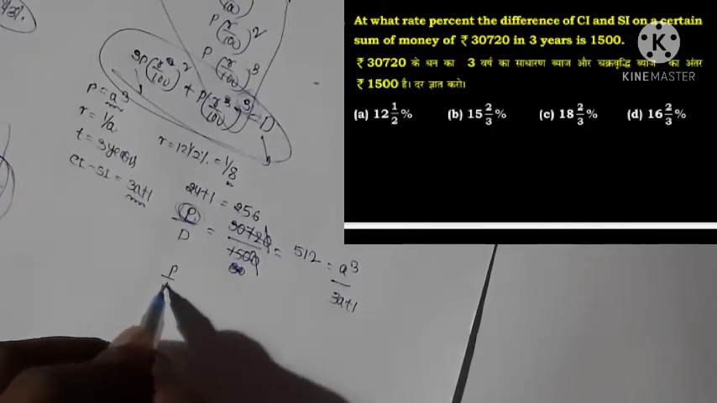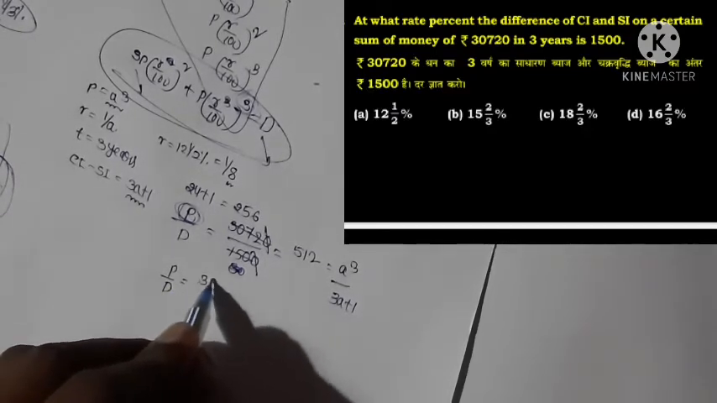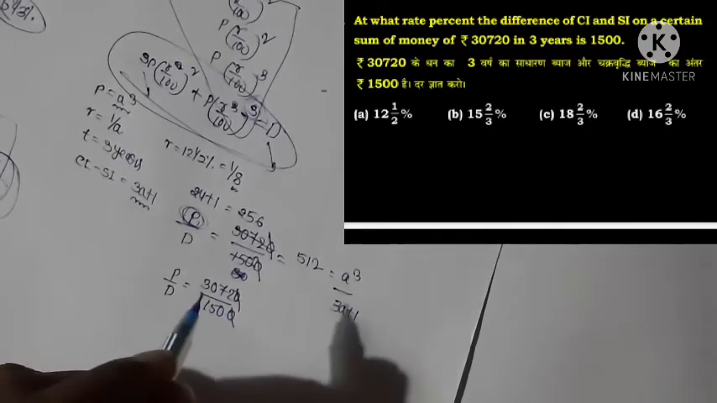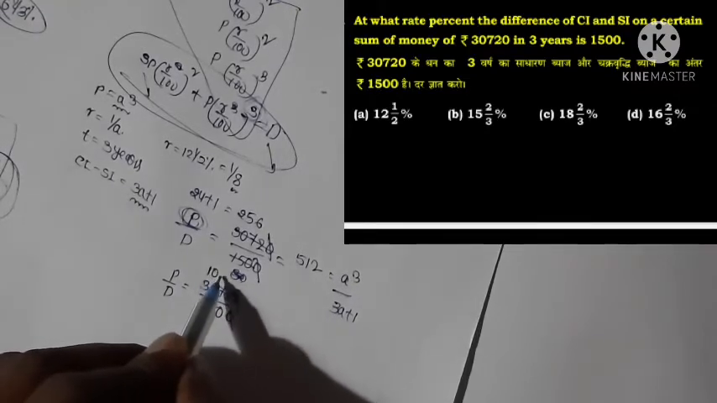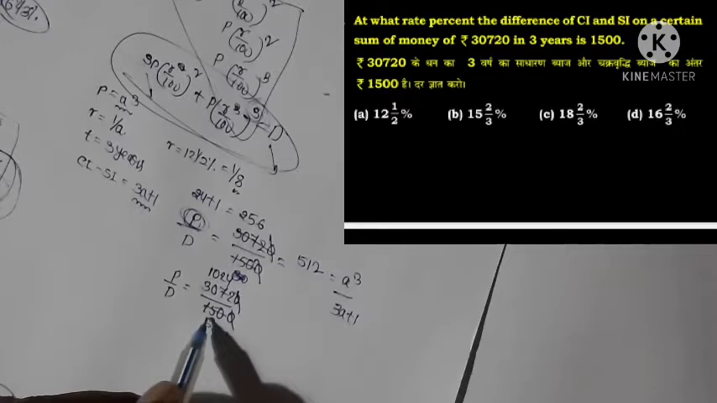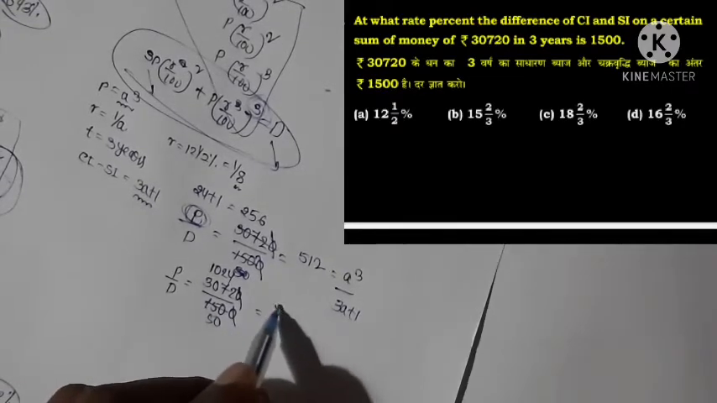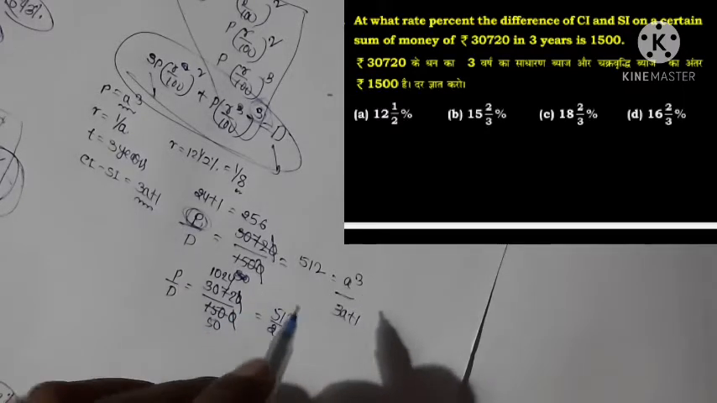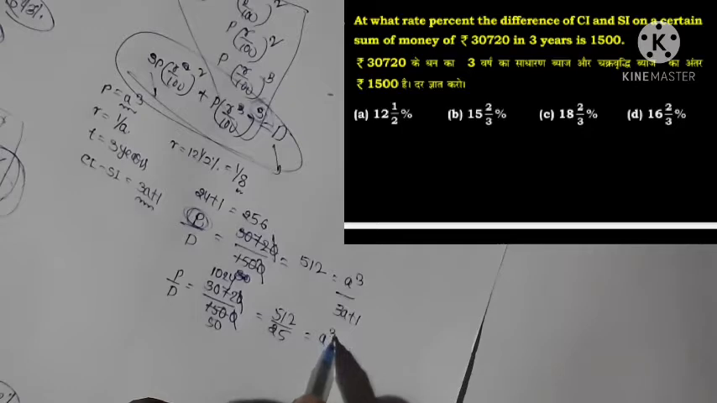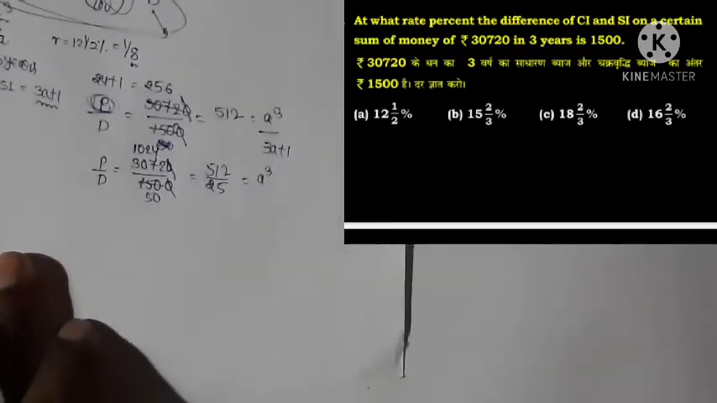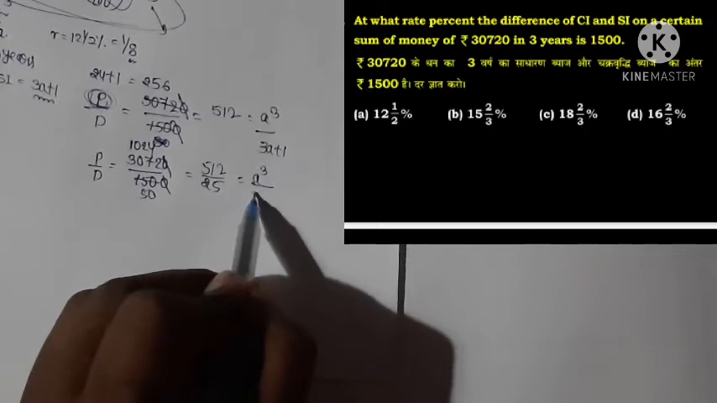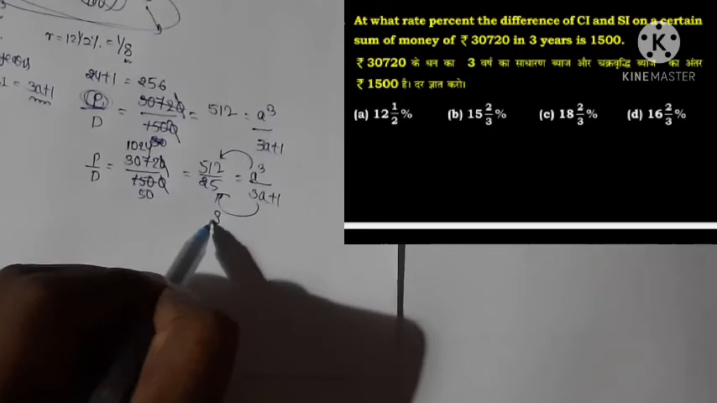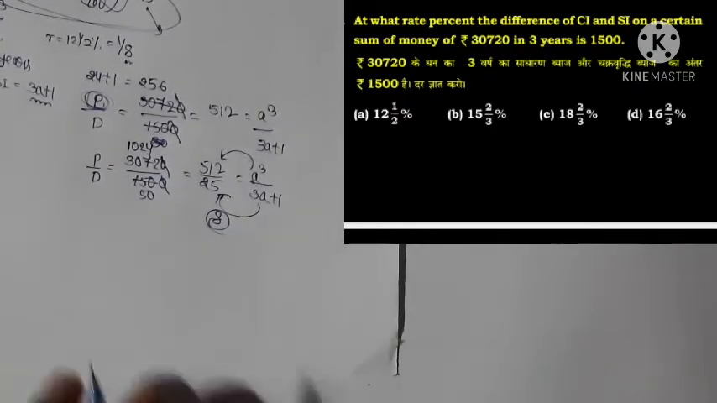So principal is equal to 30,720 by 1500. The 0 cancel. 1024 by 512 by 25. So this is equal to principal A cube. So this value is equal to 3A plus 1. So here value of A is 8. So satisfied.